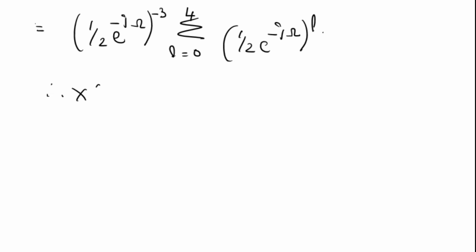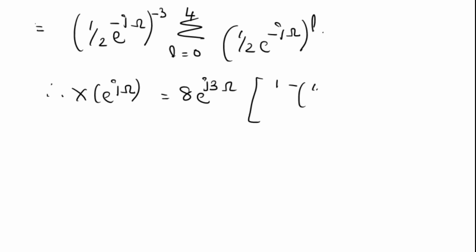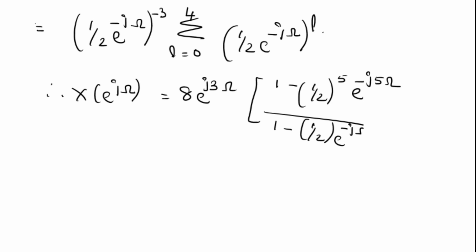Therefore, X of e power j omega is equal to 8 into e power j 3 omega into 1 minus half to the power 5 into e power minus j 5 omega divided by 1 minus half into e power minus j omega.